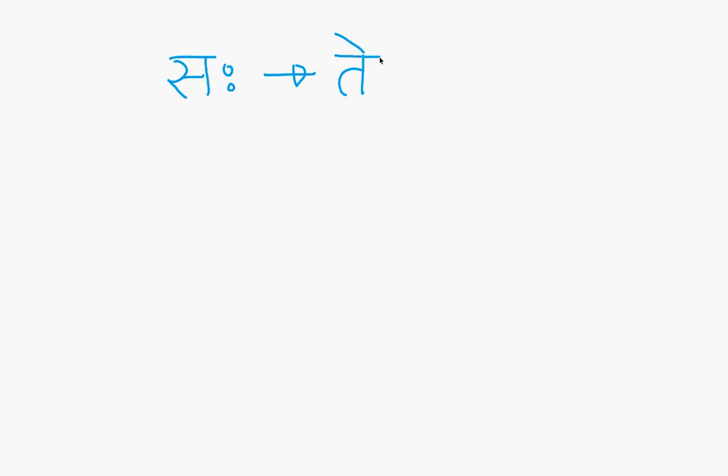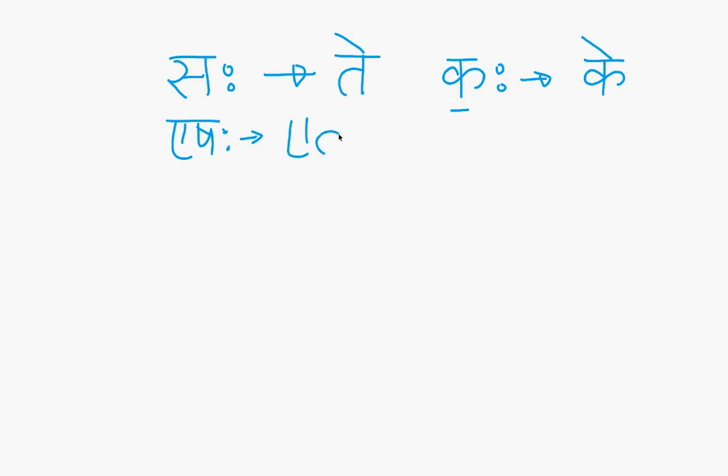Te, right? And for kaha, what is the bahuvachanam? Kaha, pullinga ekavachanam; pullinga bahuvachanam is ke. And eshaha, pullinga ekavachanam; bahuvachanam is ete.